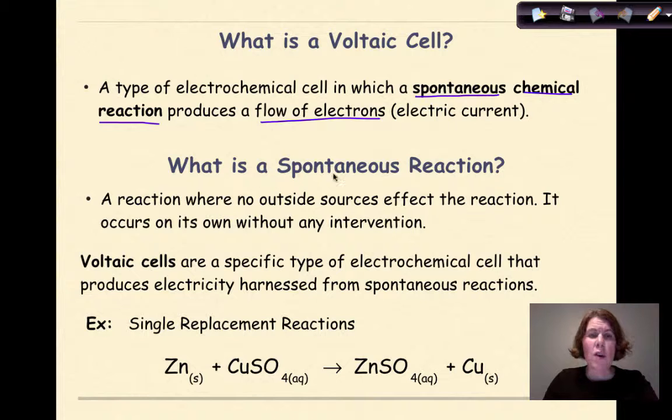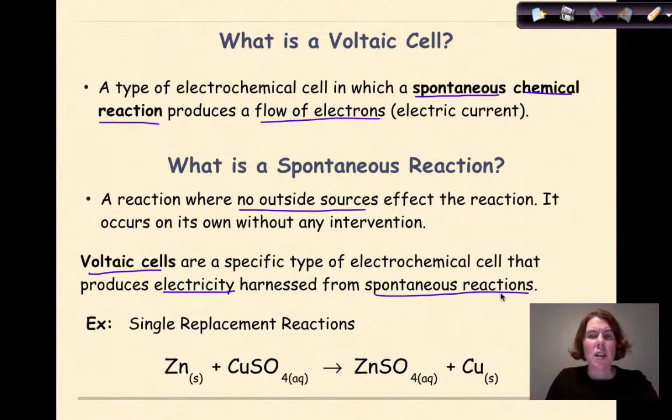So now you might ask, well, what is a spontaneous reaction? A spontaneous reaction is a reaction where no outside sources affect the reaction. It's going to occur on its own without any type of intervention. Voltaic cells are a specific type of electrochemical cell that produces electricity harnessed from the spontaneous reaction. You might also hear voltaic cells be referred to as galvanic cells.